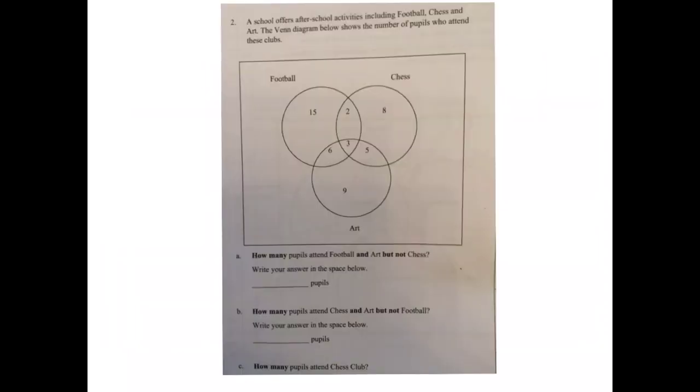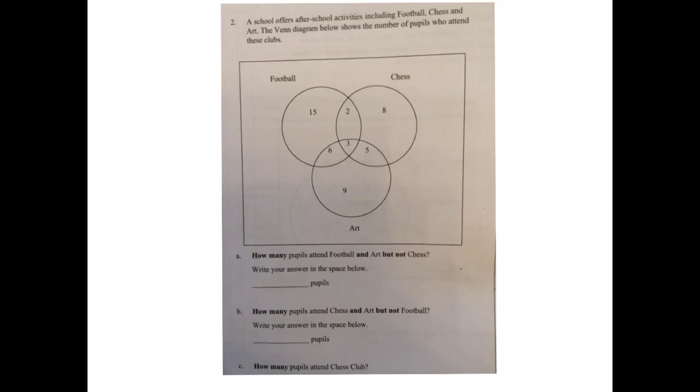Okay, in this question, we're focusing on Venn diagrams. A school offers after-school activities including football, chess and art. The Venn diagram below shows the number of pupils who attend these clubs. So everybody within the chess circle would attend chess, everybody within art goes to art, and football goes to football. This section here, where chess and football overlap, those two only go to football and chess. In the section in the middle, where there's 3 people, means that they go to all 3 clubs.